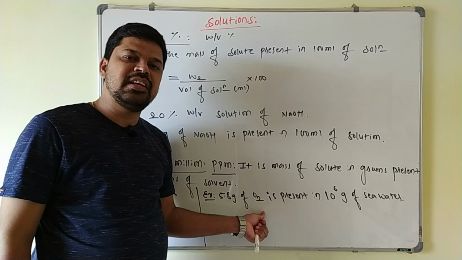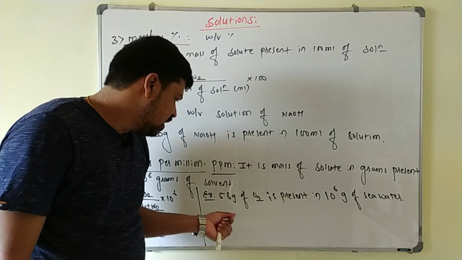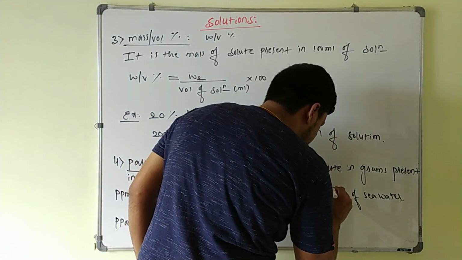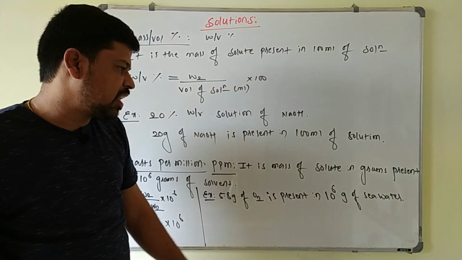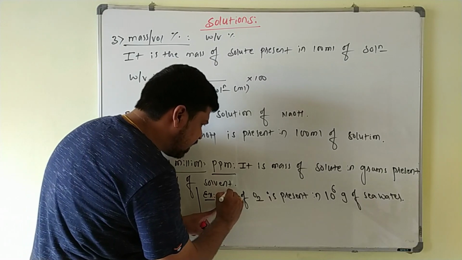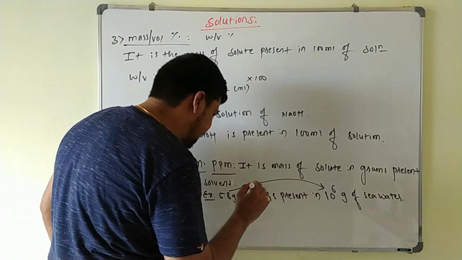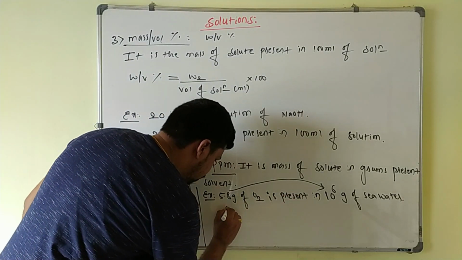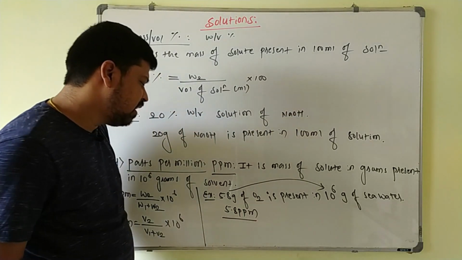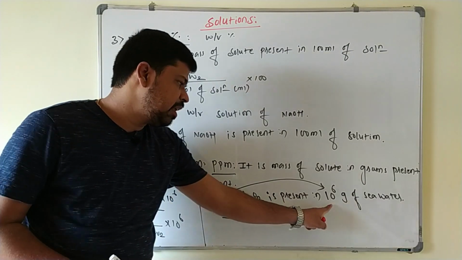5.8 gram of oxygen is dissolved in 10 power 6 gram of the sea water. That is, 5.8 gram of dissolved oxygen is present in 10 power 6 gram of the sea water. Then the ppm will be directly 5.8 ppm. Simple trick: how much gram is present in 10 power 6 gram? That is 5.8 gram is present in 10 power 6 gram.